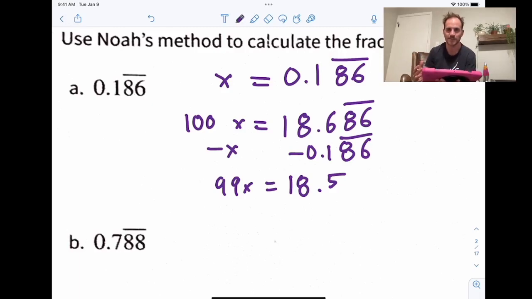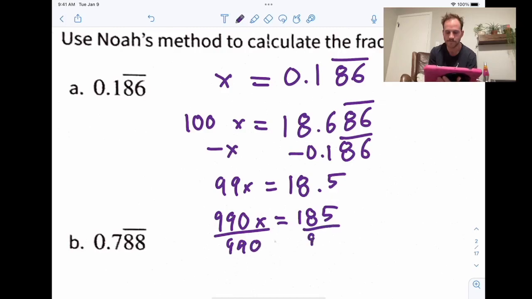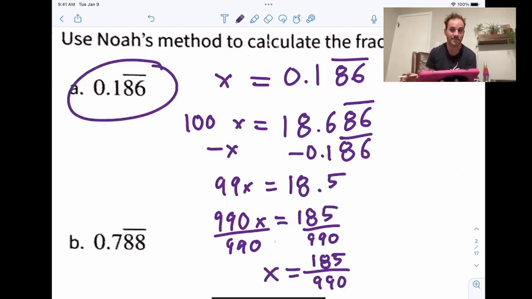Now, we can't write a fraction with a decimal in it, so on these ones, we actually have to multiply by 10 again, because we want that decimal to move 1 over. So if we multiply by 10, we'll have 990x is equal to 185. Then we divide both sides by 990, and we end up with x is equal to 185 over 990. That is what this decimal is as a fraction. Now again, you can reduce this, and you want to reduce it, but that's our answer as far as what we've got so far.